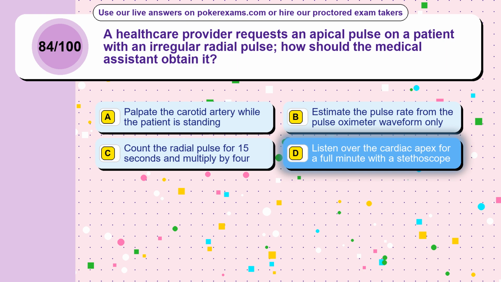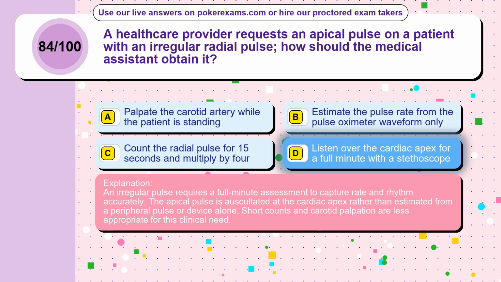The correct answer is option D. Listen over the cardiac apex for a full minute with a stethoscope. An irregular pulse requires a full minute assessment to capture rate and rhythm accurately. The apical pulse is auscultated at the cardiac apex rather than estimated from a peripheral pulse or device alone. Short counts and carotid palpation are less appropriate for this clinical need.